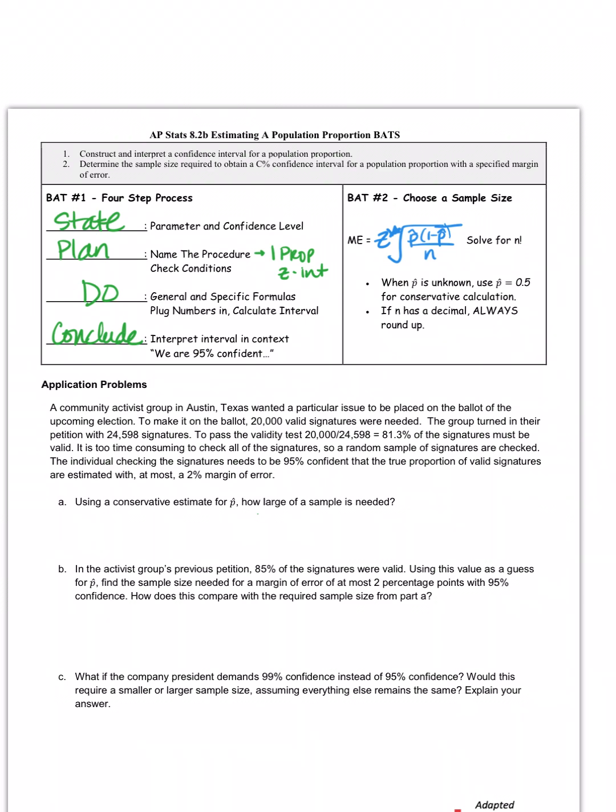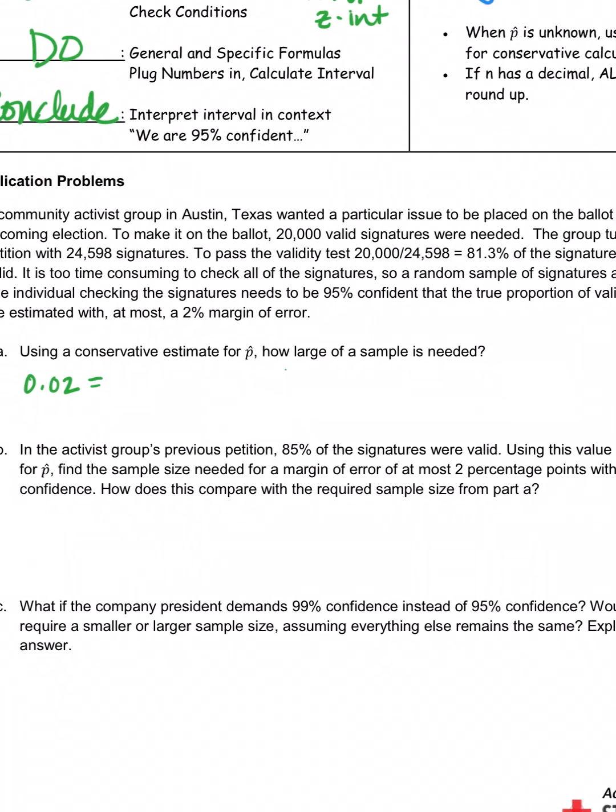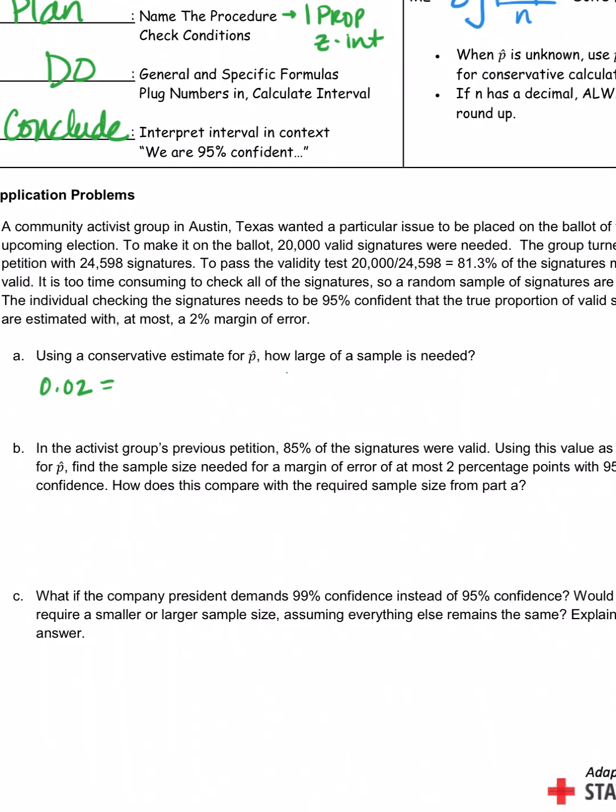Okay? So we're going to use our margin of error equation, and we're going to use 0.5 as our conservative estimate, remember? So 0.02 is what we need it to be. 95% confident. Anybody remember what the z-star value is for 95? 1.96. Good, 1.96. Most commonly used one, so you didn't have to recreate it. But there it is. Okay. Conservative estimate is 0.5 times 0.5 over n.